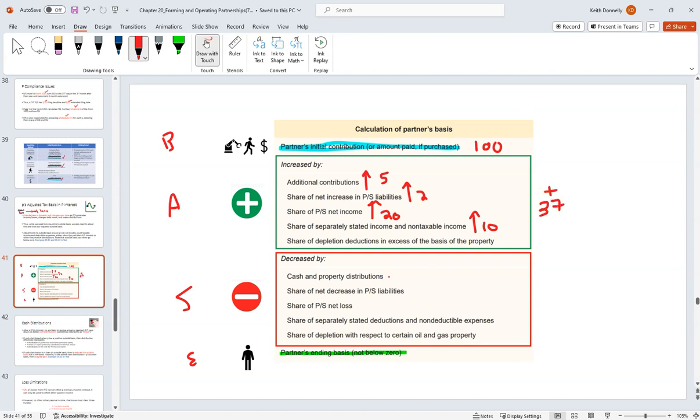And then the decreases. Were there any distributions, right? Remember we said distributions reduce your basis. $5. Oh, looks like we had some losses, right? Or our liabilities went down. We don't owe our percentage of liabilities, we owe 2 less. There were losses and separately stated losses of, I don't know, let's just say 10 and 6. So 5 plus 2, 7, 17. We're looking at 23 there, right?